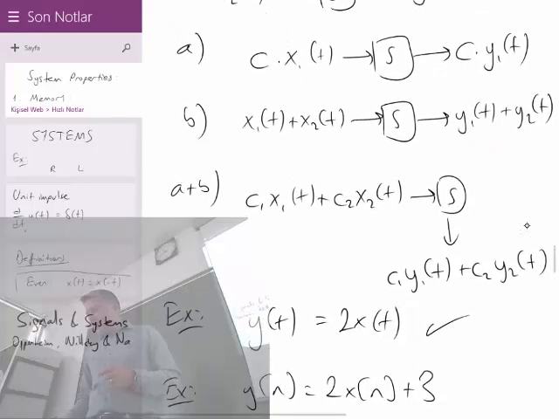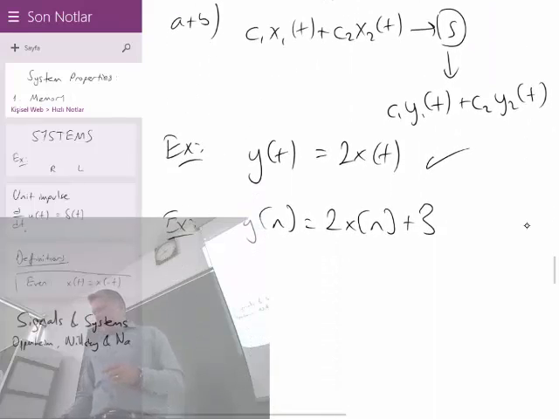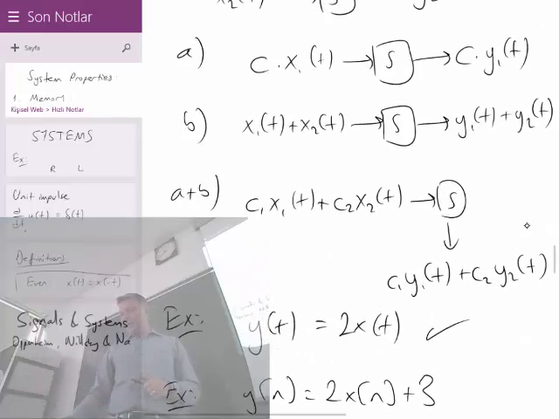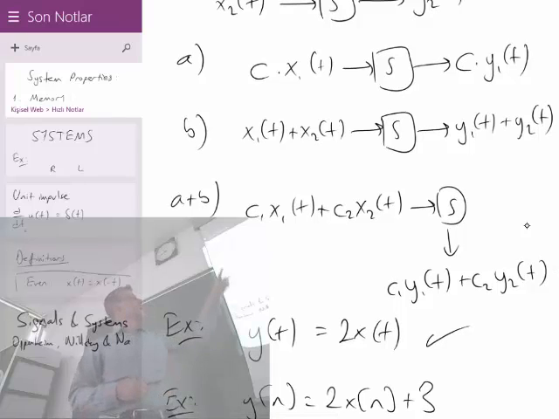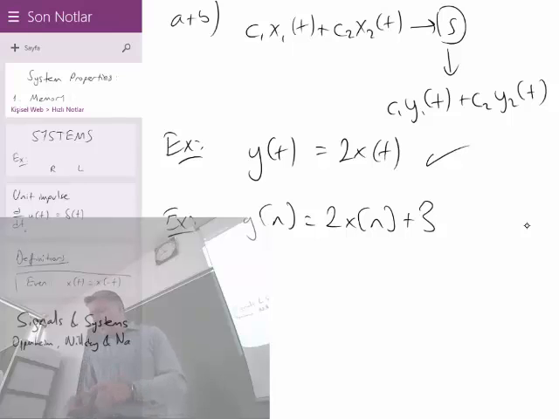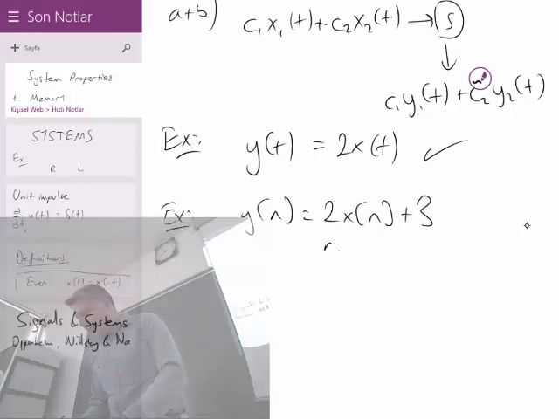Just check condition A. Scale the input by 2. Is the output scaled by 2? No. The output is scaled by 2, for example, to 4x of n plus 6, not plus 3. So part A doesn't hold over there. This is nonlinear, interestingly.